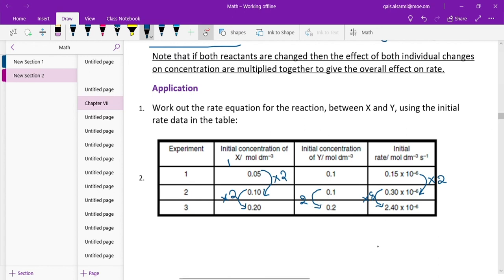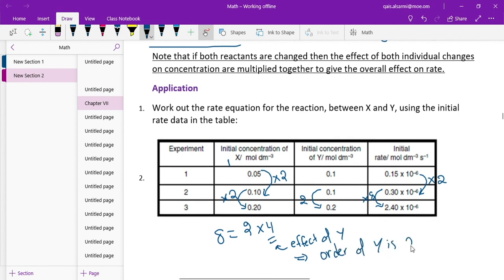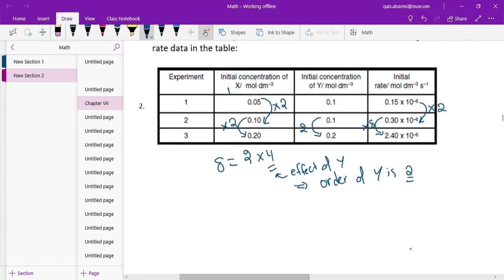So if I'm gonna write it here, 8 is equal to 2 times 4. So therefore, this is the effect of Y. Alright, so when Y was doubling, the rate was quadrupling. So therefore, the order of Y is second order. So therefore, X is 1 and Y is 2. So the rate equation is k X Y squared. Of course, I don't forget to write R.